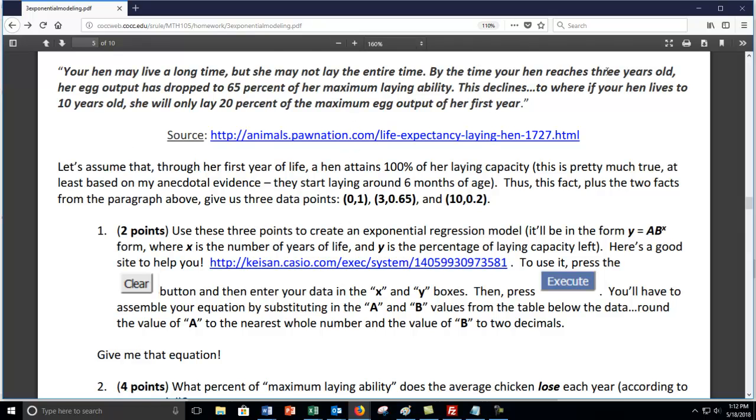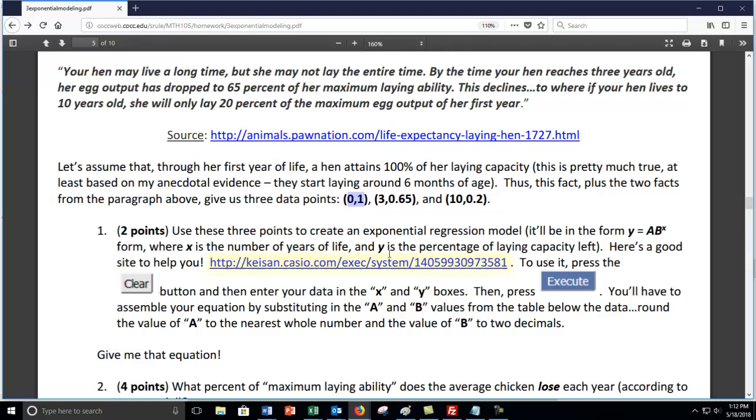By the time your hen reaches 3 years old, her egg output has dropped to 67 or 65%. So that's this data point here. A hen who lives to 10 years old only lays 20% of her maximum. I made the assumption, and I don't know if this is true or not, that when she's born she has 100%, which I think makes sense. I mean, she can't lay eggs at the beginning, but she has 100% of her capacity to lay eggs.